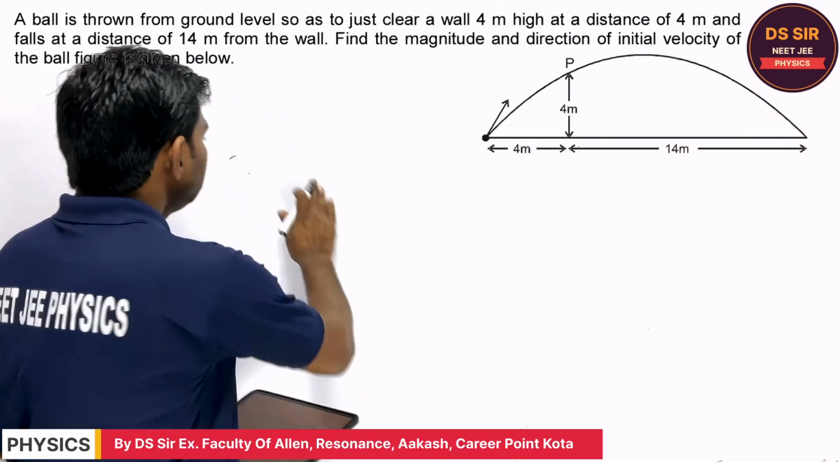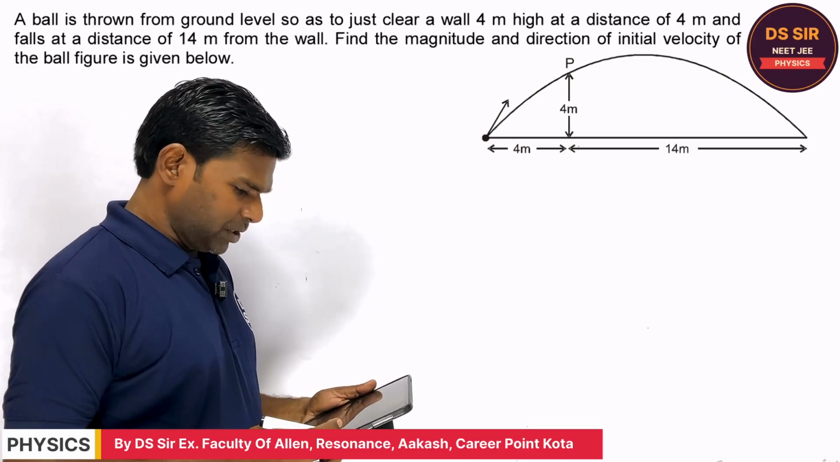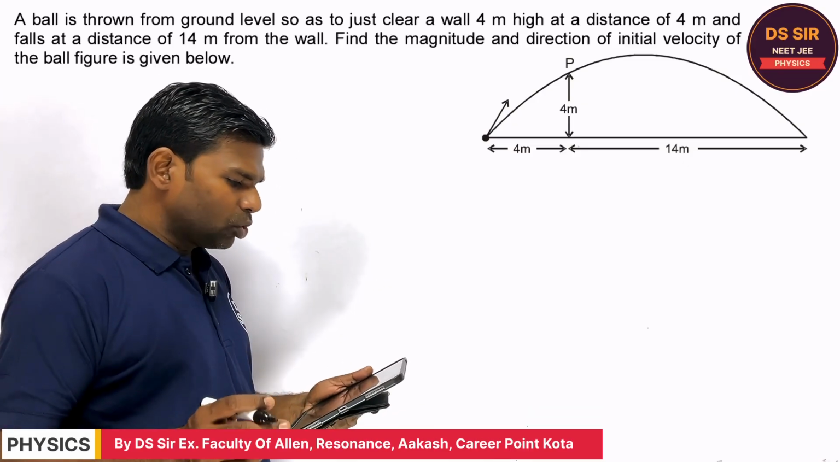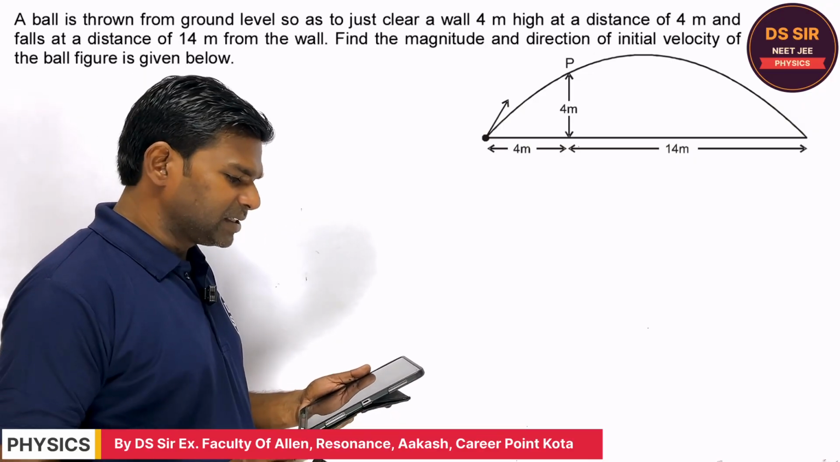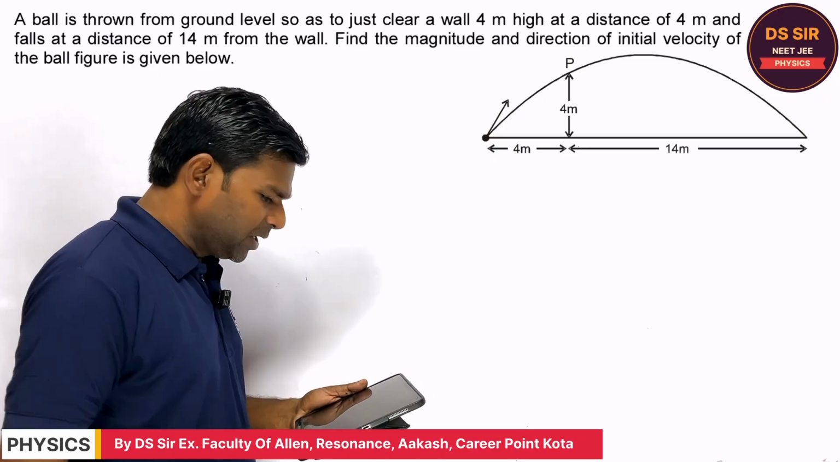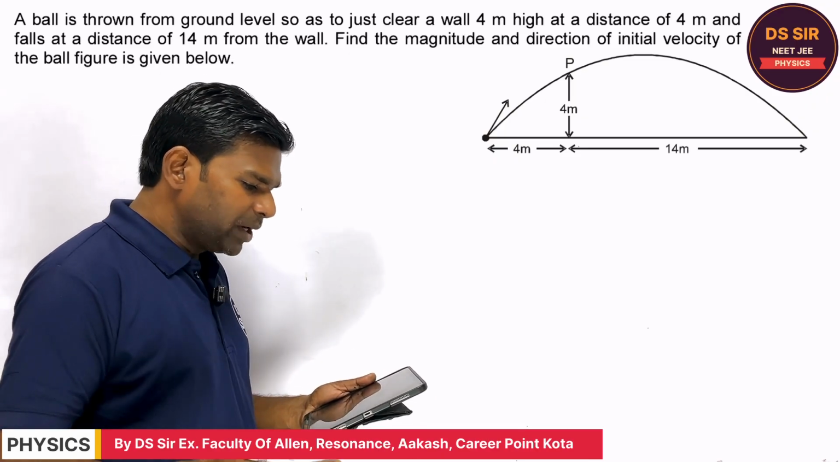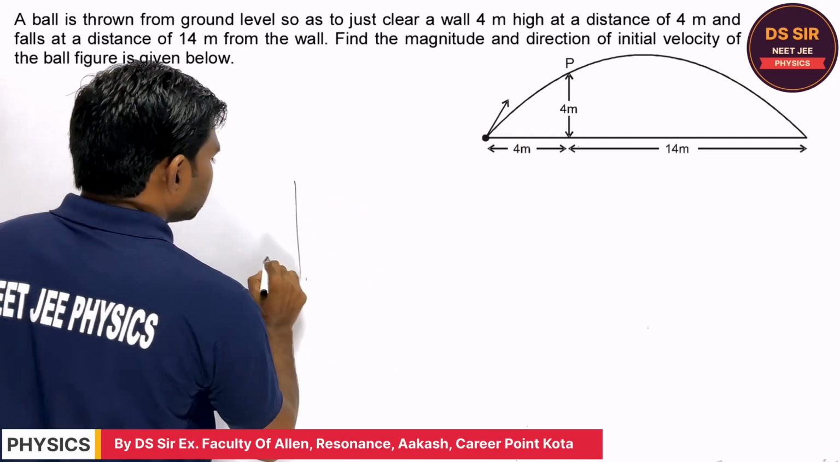One more question on the basis of the equation of trajectory of the projectile. A ball is thrown from ground level so as to just clear a wall of 4 meter height at a distance of 4 meter from it, and falls at a distance of 14 meter from the wall. The magnitude and the direction of initial velocity we have to find. For example, listen to one thing.